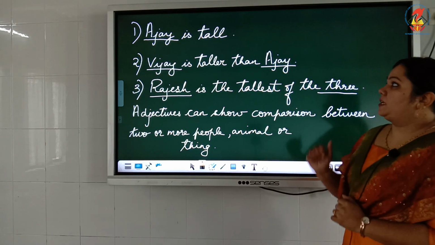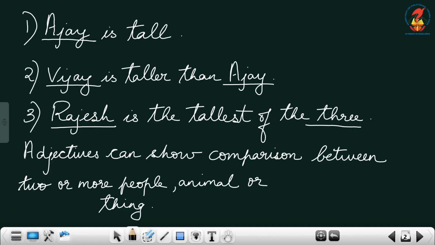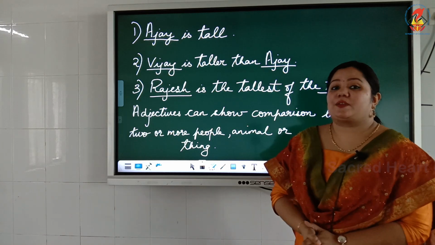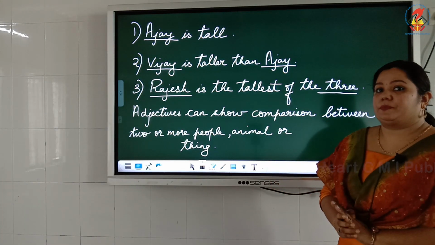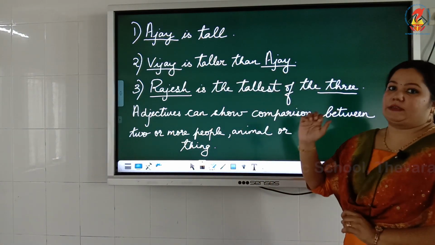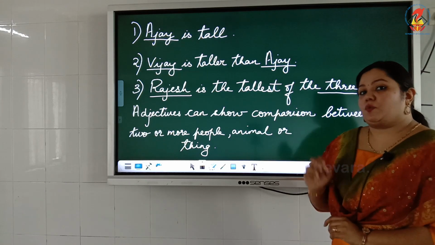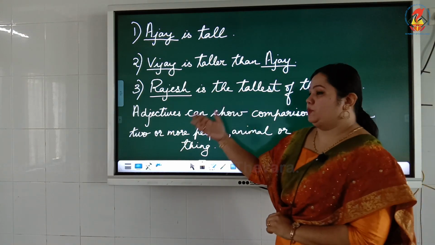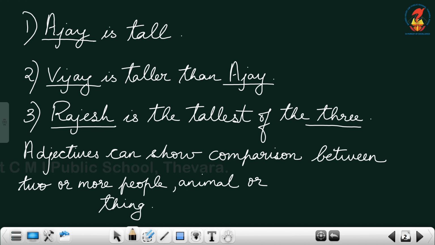Now just take a look at the sentence on the board. The first sentence that I wrote, Ajay is tall. Here we are talking about a boy called Ajay and we are saying that Ajay is tall. Look at the second one, Vijay is taller than Ajay. Now here we are talking about two boys, right? And we are saying that the boy Vijay is taller than Ajay. And now the third sentence, we are including another boy also in the conversation and we are saying Rajesh is the tallest of the three.